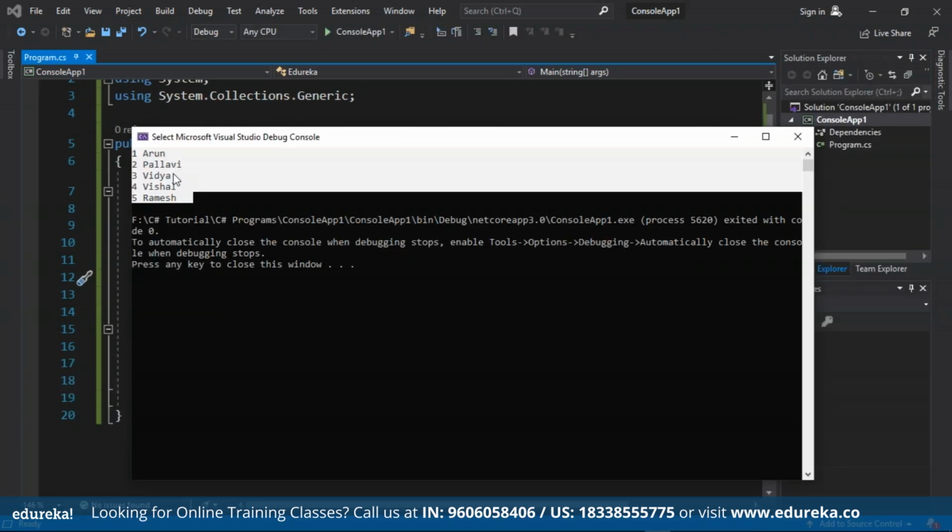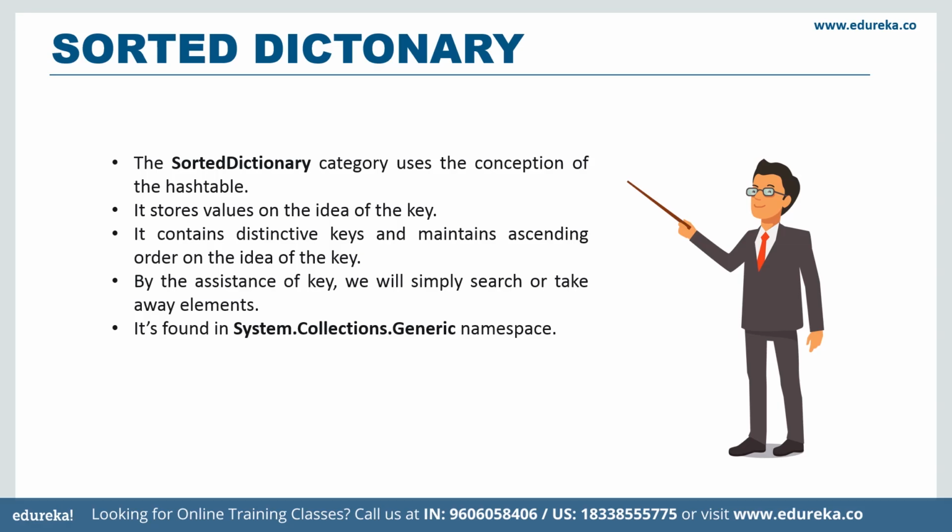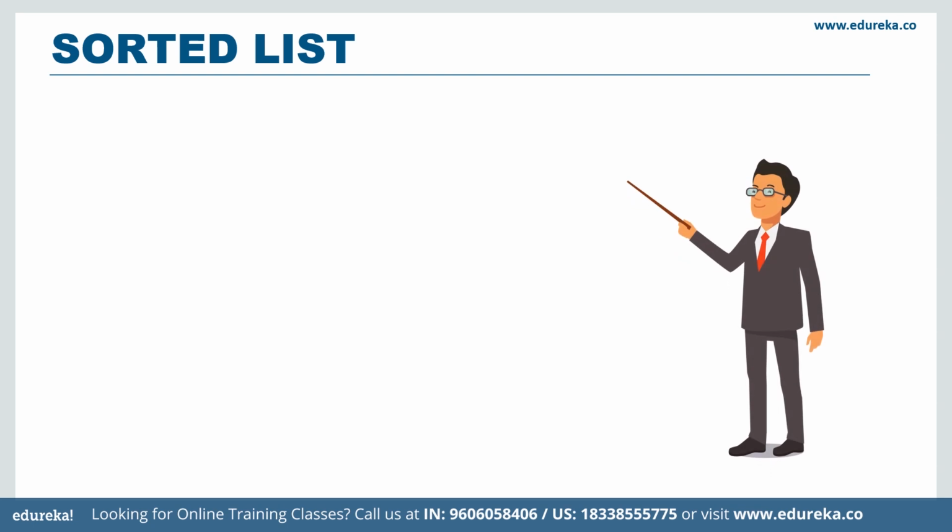You can see that the program has been successfully executed and the elements are sorted in ascending order. So this is how the sorted dictionary works. Followed by this, we have the next type of collection, which happens to be the sorted list.